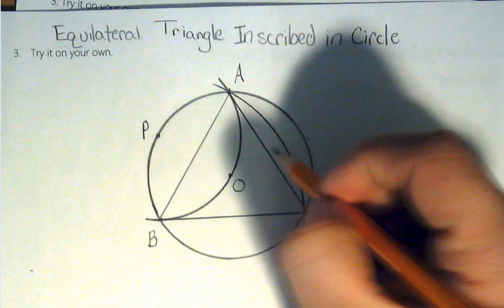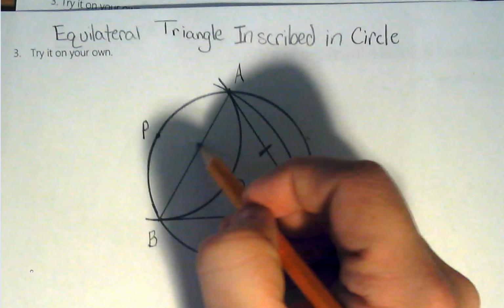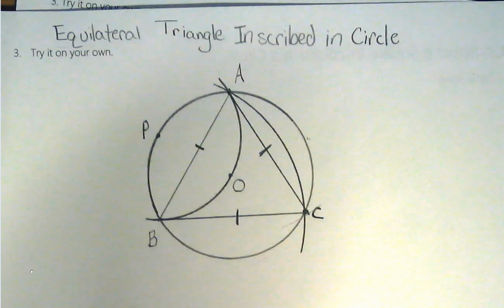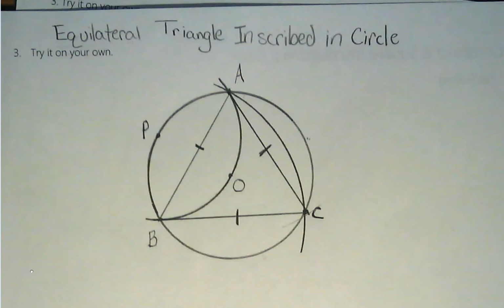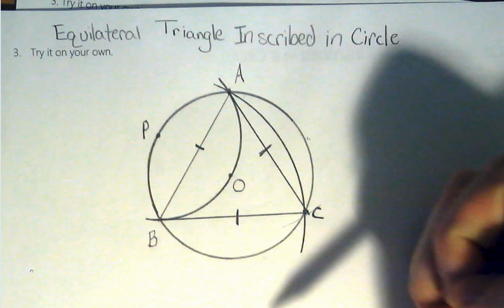Alright, so AC is congruent to CB, which is congruent to BA. So all 3 sides of that triangle are congruent. And notice all 3 angles are on the circle, which makes it an inscribed triangle.